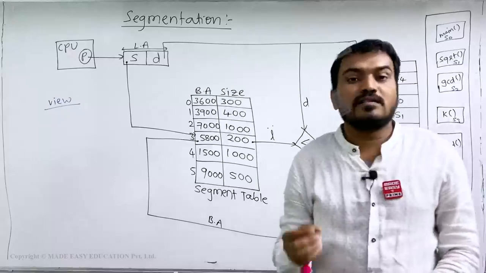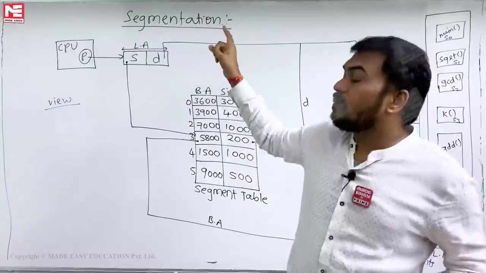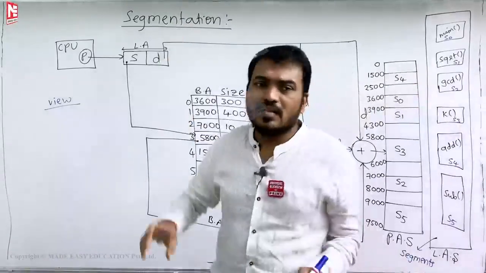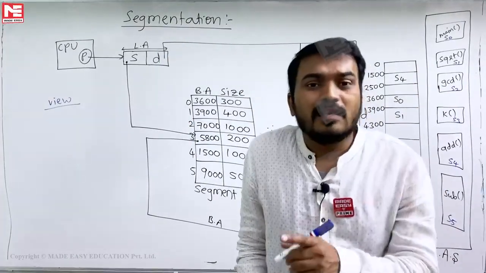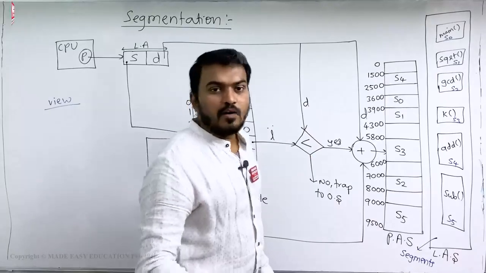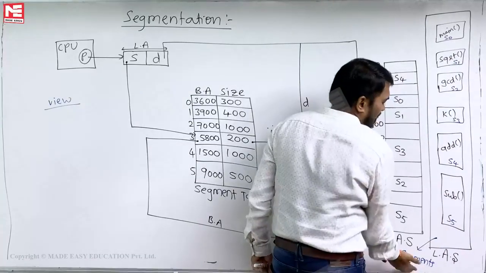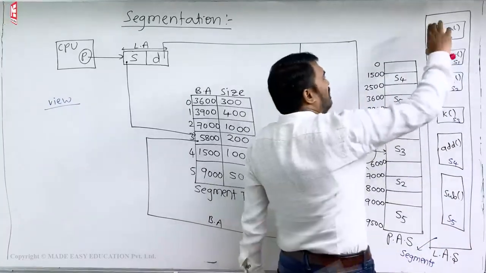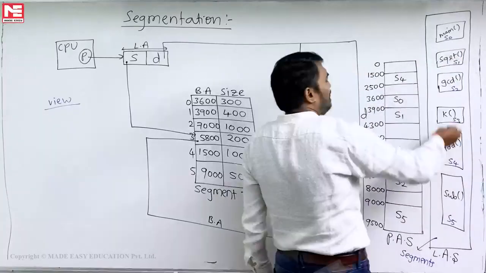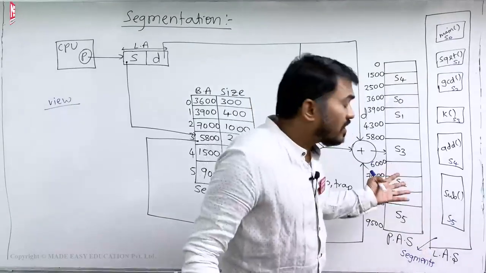The concept of segmentation is implemented. The answer is: to achieve the user's view of memory allocation, the concept of segmentation is implemented. In segmentation, the LAS, logical address space, will be divided into various segments, like the main function as one segment, the square root function as one segment, the GCD function as one segment, and so on. So it is following the user's view of memory allocation.